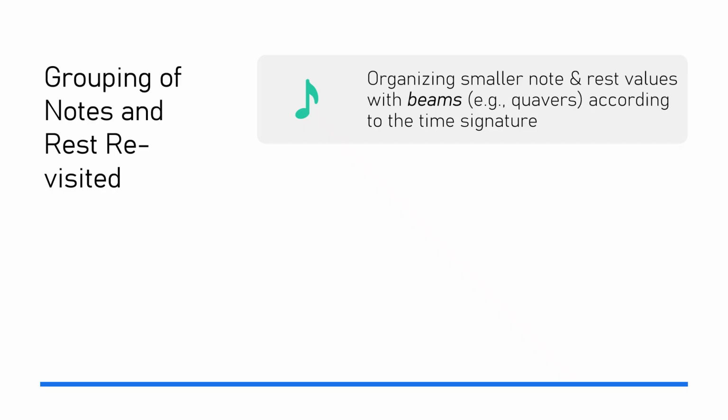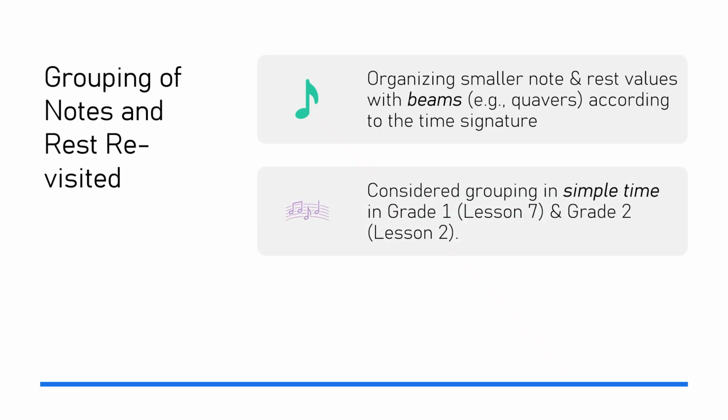But we're not going to go into details about how to do that in this grade, simply because we've looked at grouping of notes in simple time signatures. If you want to reconsider how to group notes in simple time signatures, we've done that in grade 1 lesson 7 as well as grade 2 lesson 2. So you want to revisit any of those lessons to mop up your skills in that area.